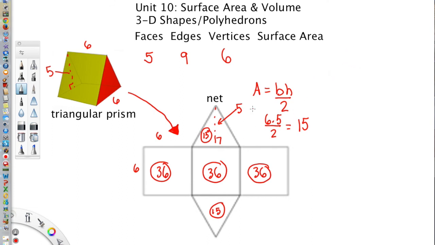The last step then, if we want to find the total surface area, we need to total all of the surfaces. So we've got a 36, a 36, a 36 units squared for each of the rectangular sides. And then we have two triangular faces. And when we add that all up, we have 138 units squared. And that's all.